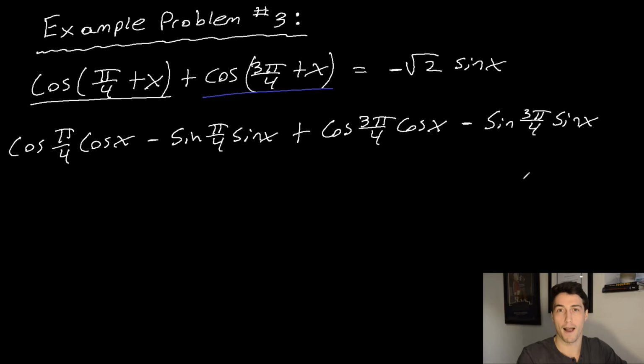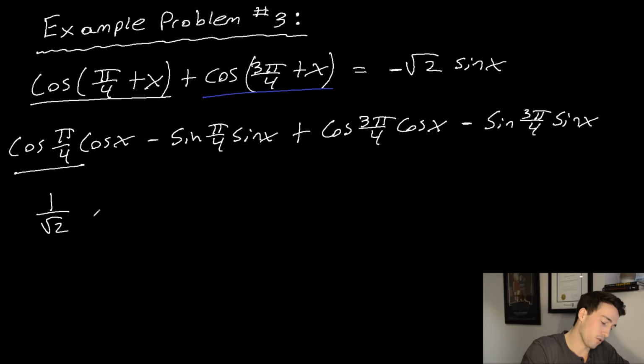And now we know that pi over 4, or 45 degrees, if we're working in degrees, is part of our special angle triangle. So I can rewrite cos of pi over 4. I know that's just 1 over root 2. So I can do 1 over root 2 times cos of x, and then minus, and then sine of that angle is the same thing. It's 1 over root 2 sine of x.